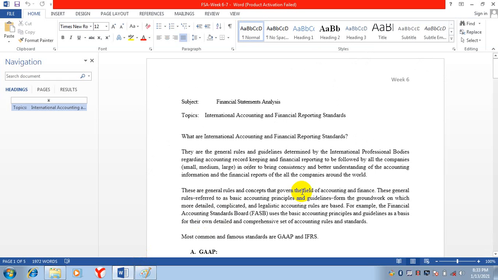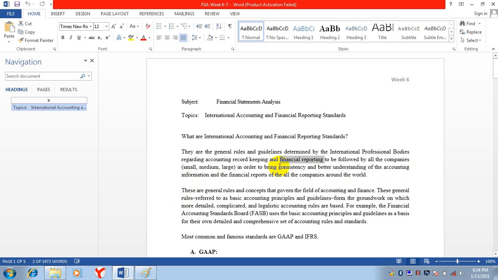So here he is telling you that they are the general rules and guidelines determined by international professional bodies regarding accounting record keeping, how accounting records will be maintained, and financial reporting, how we will report this information, like how the balance sheet, income statement, and cash flow statement will be prepared. They are to be followed by all companies all over the world, whether small, medium, or large, in order to bring consistency and better understanding of accounting information.